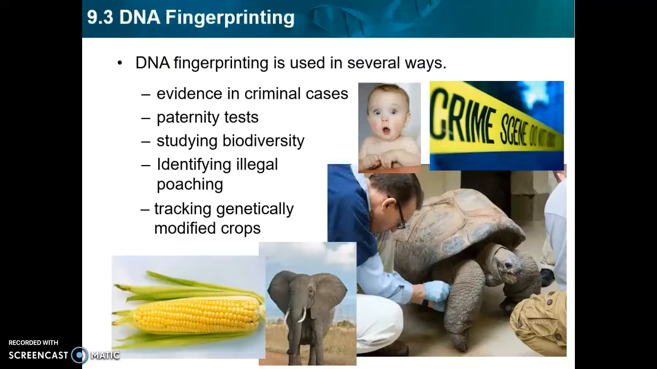You can identify illegal poaching, the elephant ivory tusk trade. You can actually extract DNA from confiscated tusks and figure out what population of elephants it came from. And then also you can use it to identify genetically modified crops. There are certain genes that are commonly used in all genetic modification, so you can identify that by creating a DNA fingerprint of different crops and comparing those sequences.